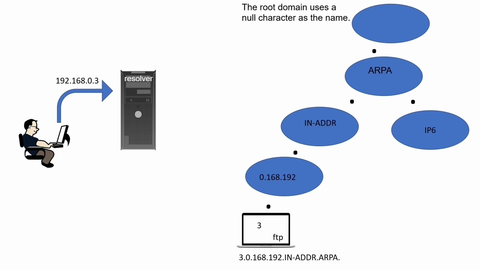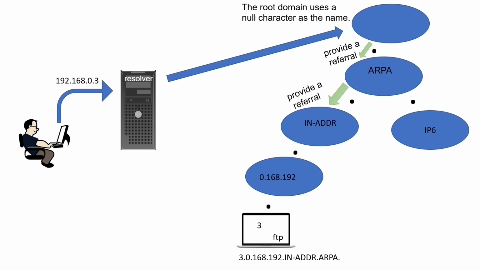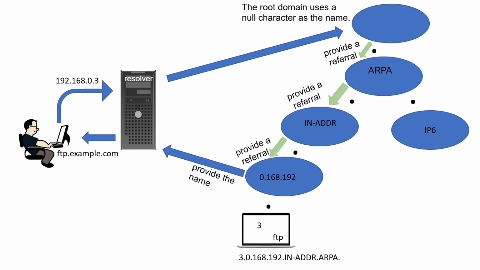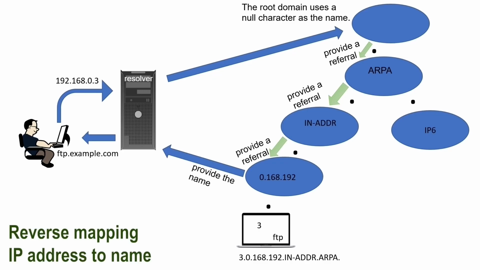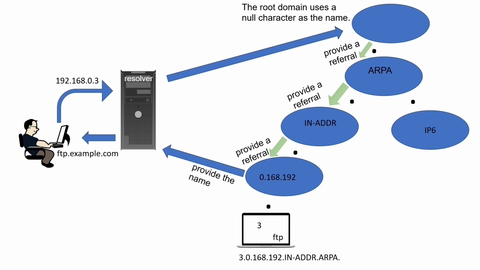If the resolver system wants to know the name of the service or host using the IP address 192.168.0.3, it sends the first query to the root name server. The root name server provides a referral to the ARPA name server. The ARPA name server provides a referral to the in-address name server. The in-address name server provides a referral to the 0.168.192 name server. The 0.168.192 name server provides the name associated with host address 3. This process is an example of reverse mapping.